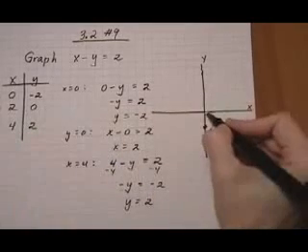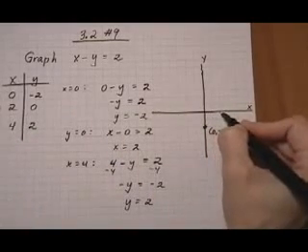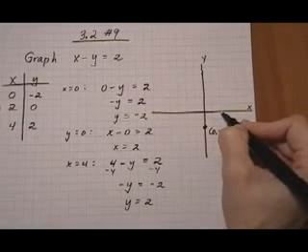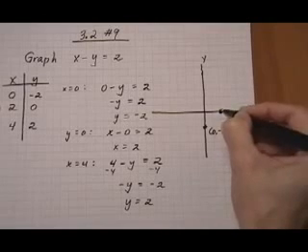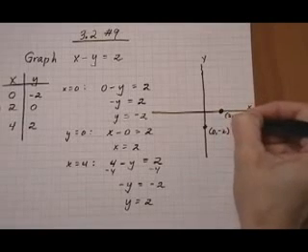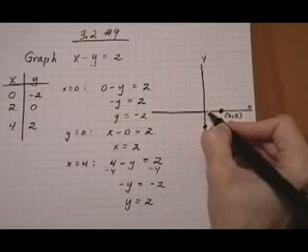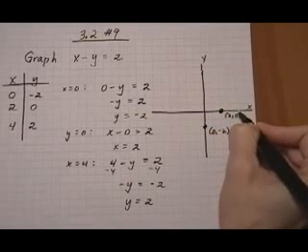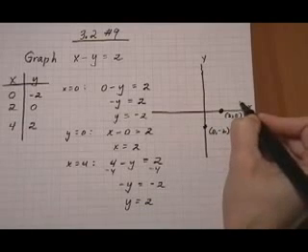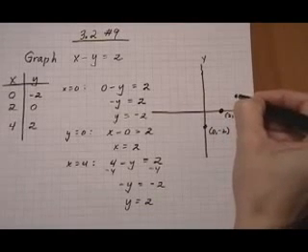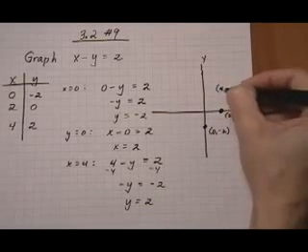X is 2, so start at the origin, go 2 to the right because it's a positive 2 for x, and then y is 0, which means don't move at all vertically. And then x is 4, start at the origin, go 1, 2, 3, 4 to the right. Y is 2, positive 2, so we go up 2. And we get 4, 2.